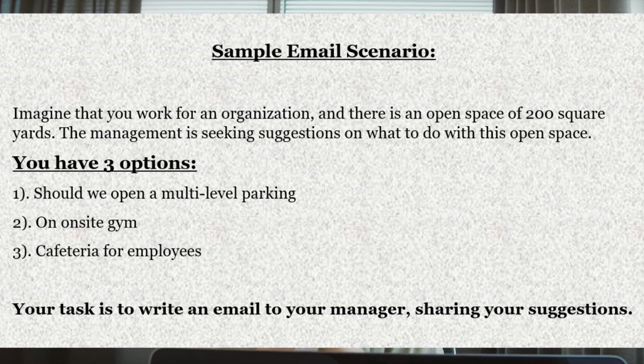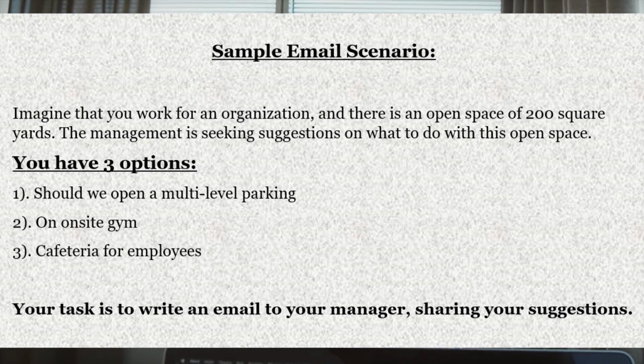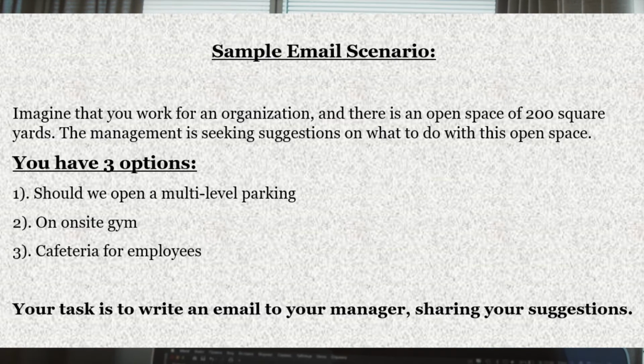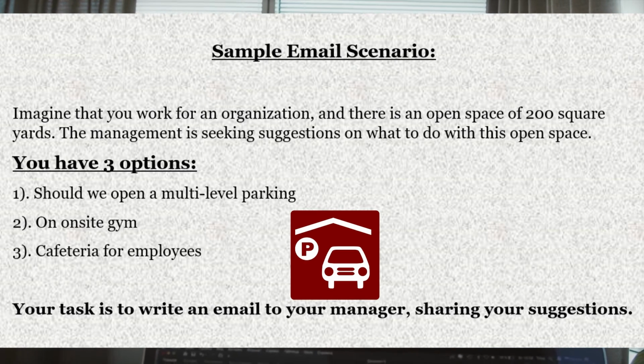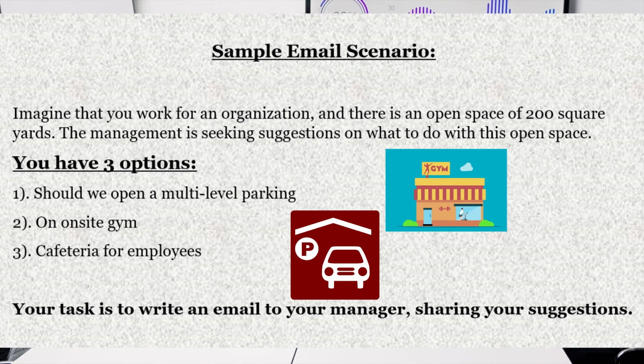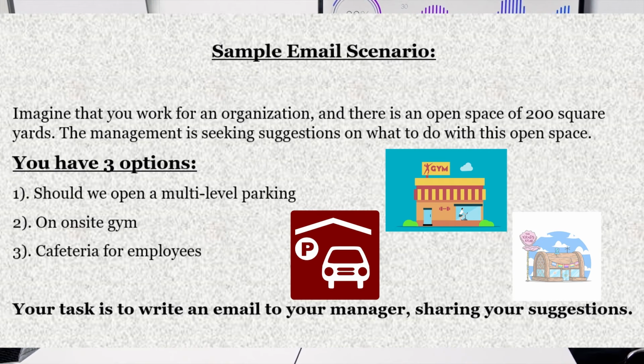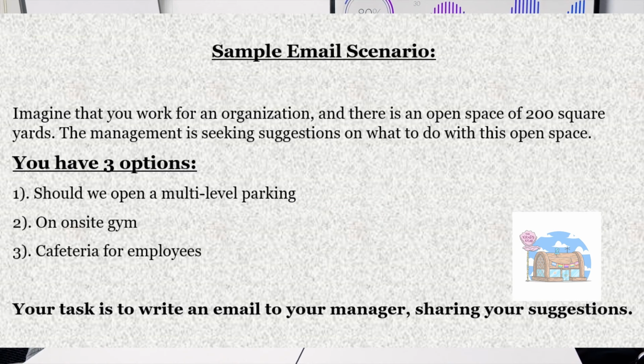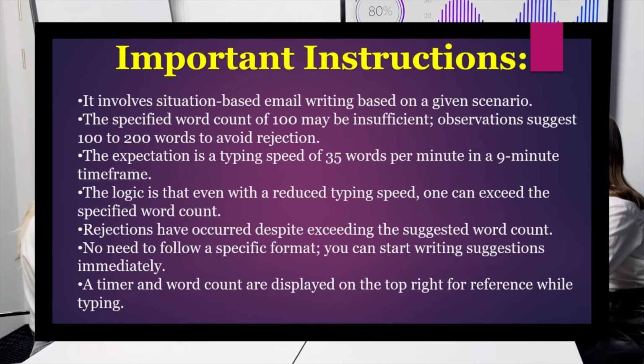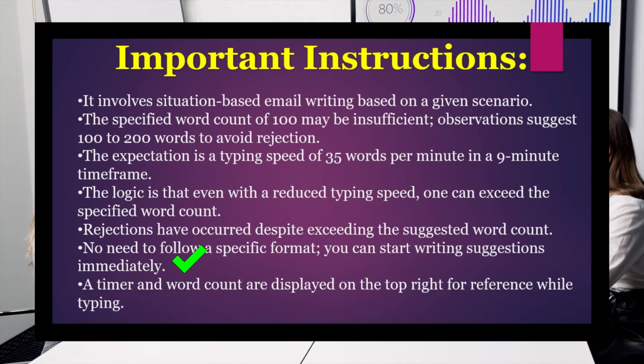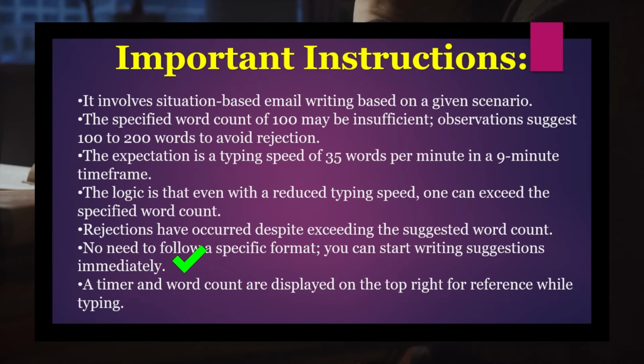The management is seeking suggestions on what to do with this open space. You have three options. Should we open a multi-level parking, an on-site gym, or a cafeteria for employees? Your task is to write an email to your manager sharing your suggestions. Guys, please note, you do not have to follow any specific format. You can start writing your suggestions right away.